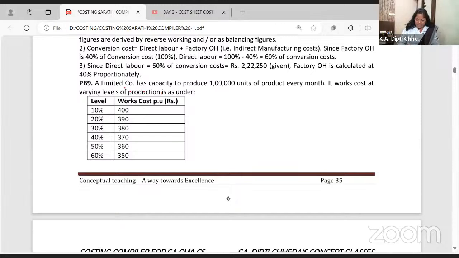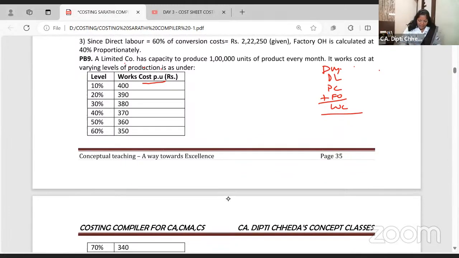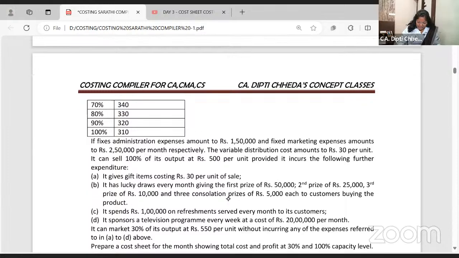A limited company has capacity to produce 1 lakh units of product. Its works cost is given. Works cost tak ready de diya. Oh God. Direct material, direct labor, prime cost, add your factory overhead. Works cost tak they have given you ready. So if you are working at this level, this is your works cost. This levels wala will be clear in flexible budget, but it's very simple.